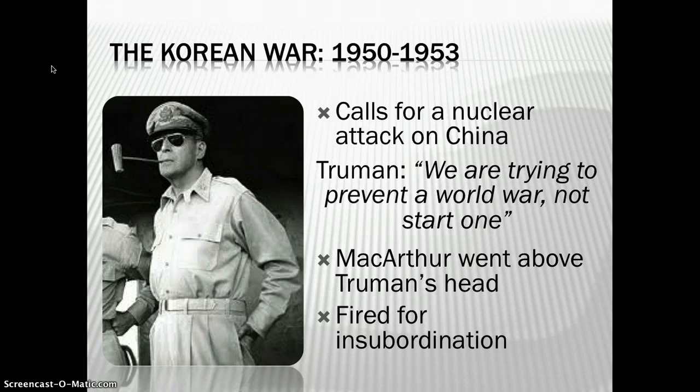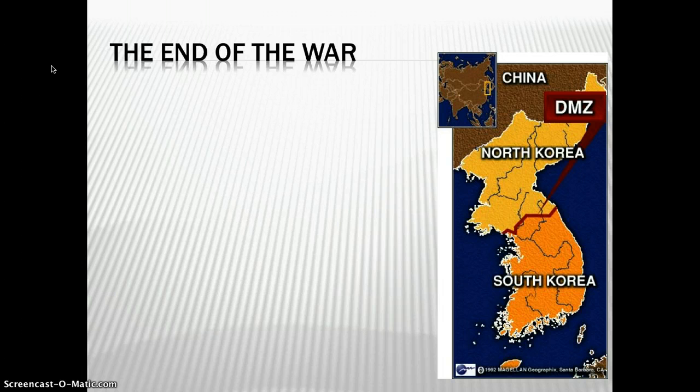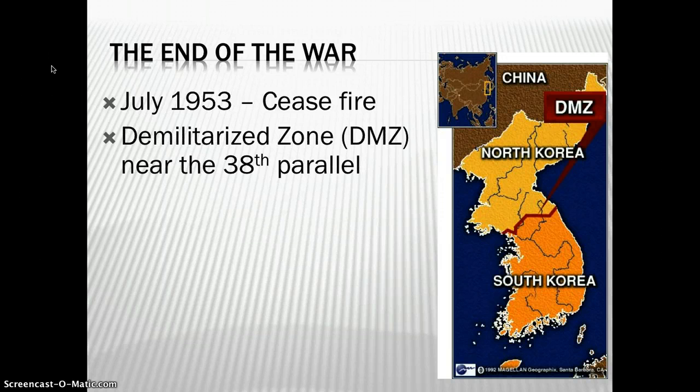So the war ends in July of 1953. The UN forces in North Korea signed a ceasefire agreement. After 3 years of fighting, the border between North and South Korea was divided, and it was pretty much almost exactly at the 38th parallel again. This was now renamed as a demilitarized zone, also known as the DMZ.